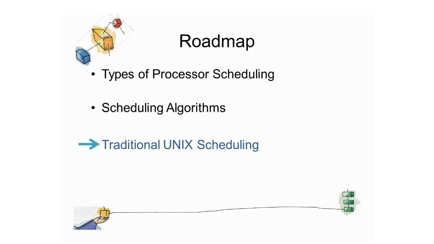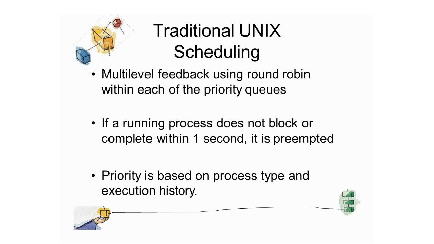And the last subtopic of uniprocessor scheduling is traditional Unix scheduling. What is traditional Unix scheduling? It's a multilevel feedback using round robin within each of the priority queues. If a running process does not block or complete within 1 second, it is preempted. Priority is based on process type and execution history.